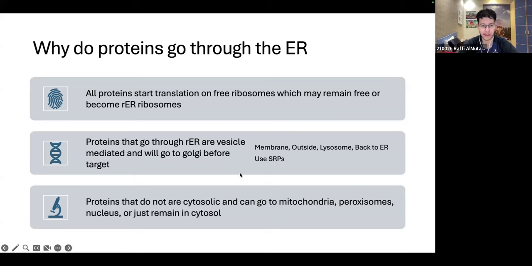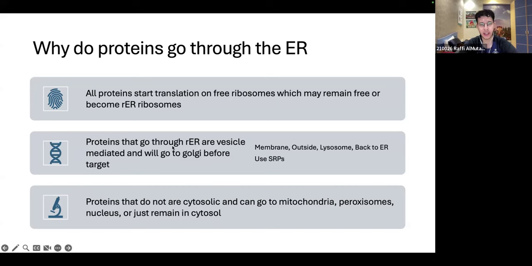And I have pictures of how this looks at the end, because I think maybe this point is a little bit confusing. Now, let's say a protein doesn't have a signal recognition peptide. Will it go to the rough endoplasmic reticulum? The answer is no. It will remain in the cytosol, and it will not use vesicle-mediated transport. So it can go to sites like the mitochondria, the peroxisomes, the nucleus, or just remain in the cytosol.